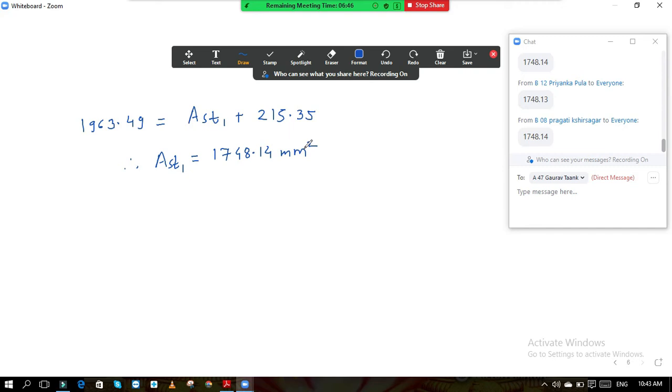mm square. Okay, this is the value of AST1. Now calculate the value of XU. Now we need to calculate the value of XU.